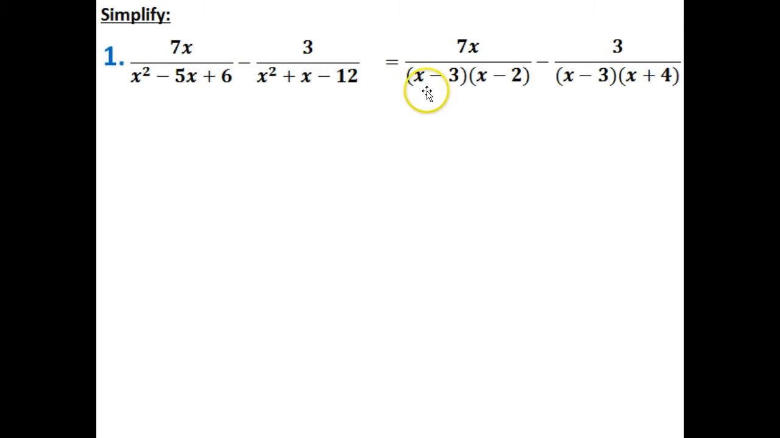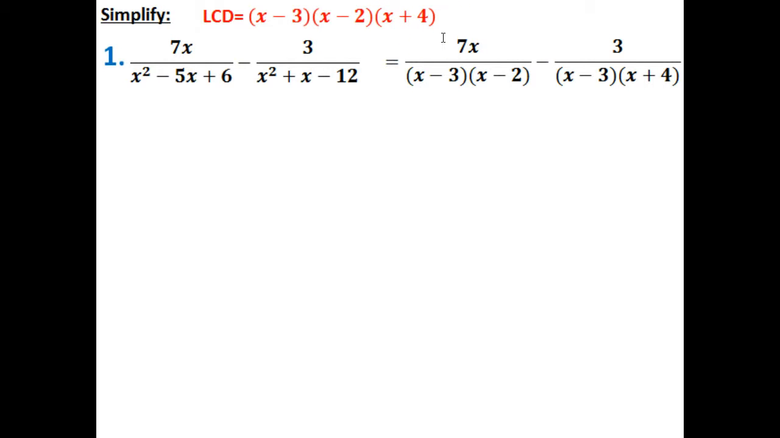You'll notice here my factors are x minus 3 times x minus 2. Those were my factors from this quadratic expression here. x minus 3 times x plus 4 are my factors from this one right here. Now that I've got these factored, it's a little bit clearer what my lowest common denominator is. I notice that both of these have an x minus 3, so I know that that's going to be in my denominator. Also, so is x minus 2 and x plus 4. So my lowest common denominator in this case is going to be x minus 3 times x minus 2 times x plus 4.